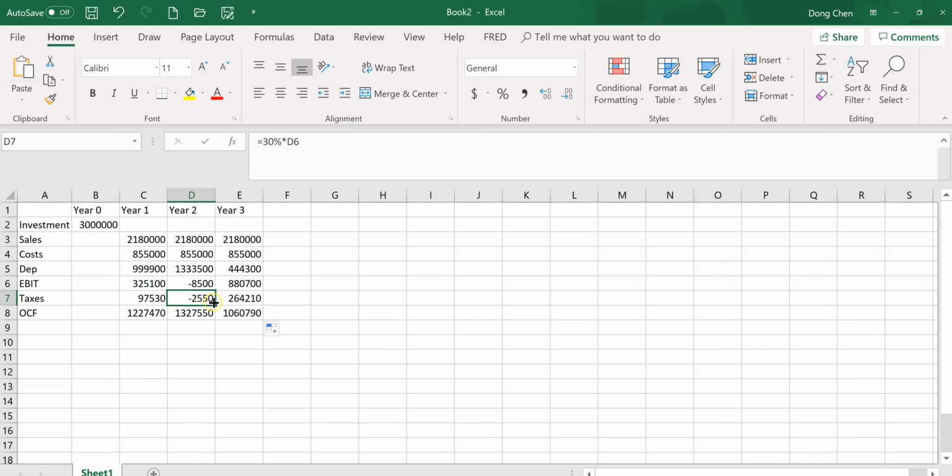But the loss could still help the firm to shield the positive profits from other projects. So that's why this could be negative, because of this loss and because of the profits other projects are earning. So it could help the other projects to reduce the tax payment. And this negative here means the reduced tax payment. So that's why this negative here is still possible. So that's OCF.